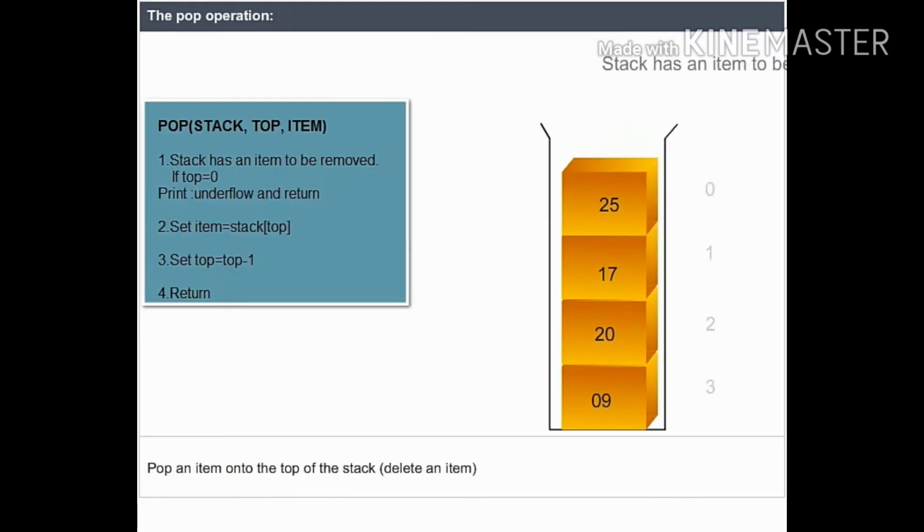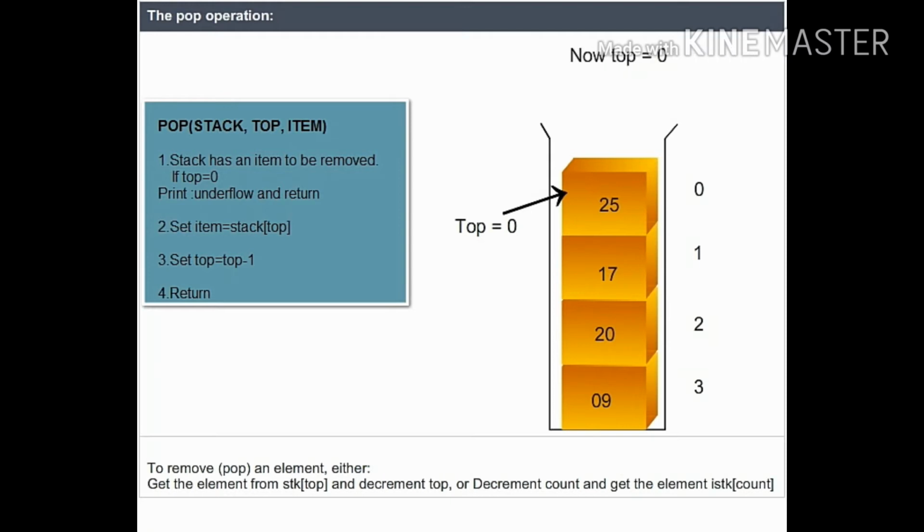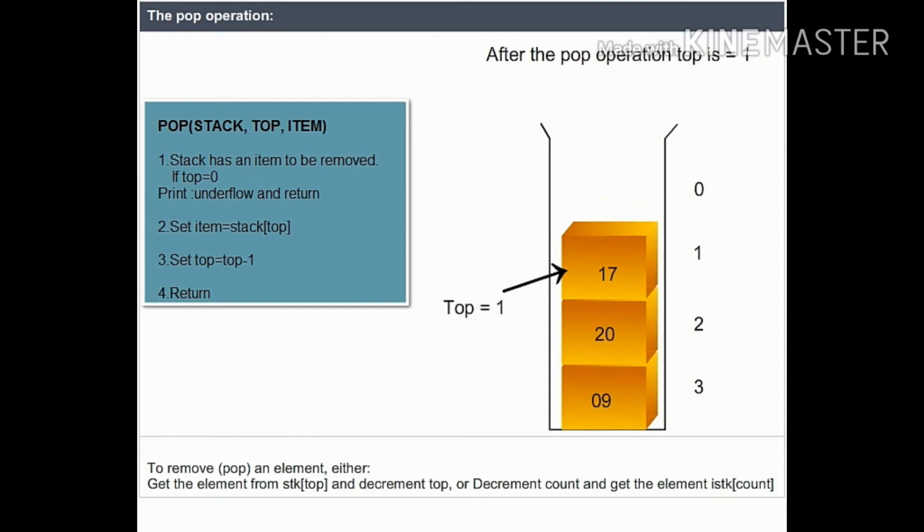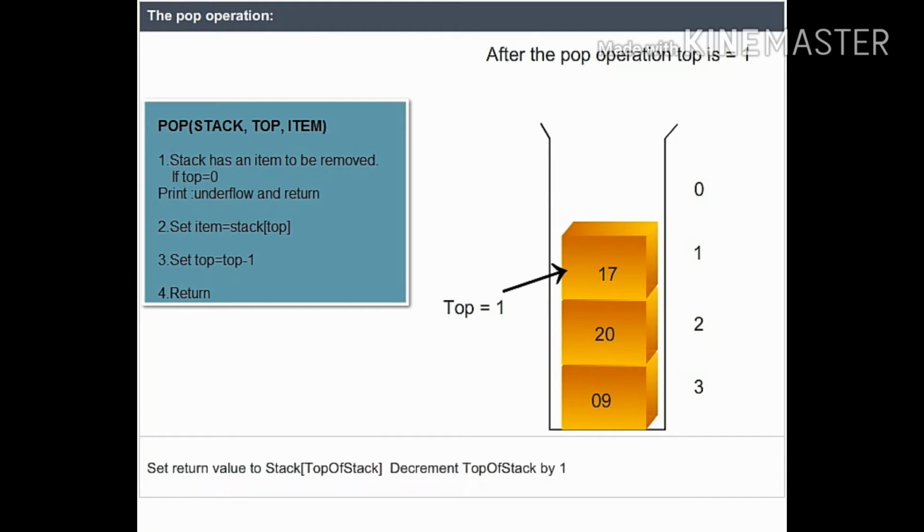Pop an item from the top of the stack. Delete an item. To remove, pop an element: either get the element from stk[top] and decrement top, or decrement count and get the element in stk[count]. Set return value to stack[top of stack], then decrement top of stack by 1.